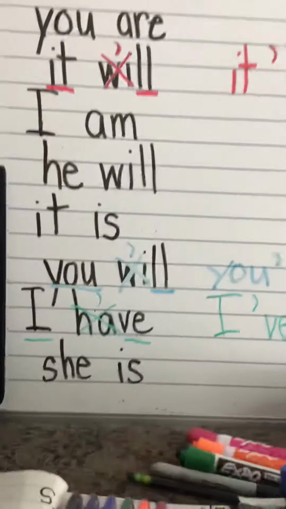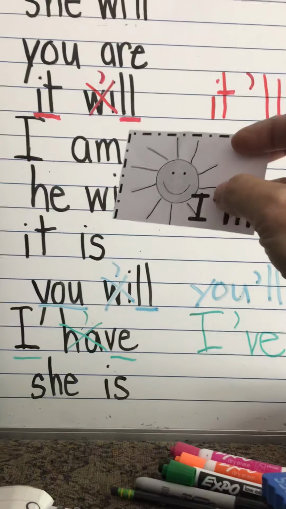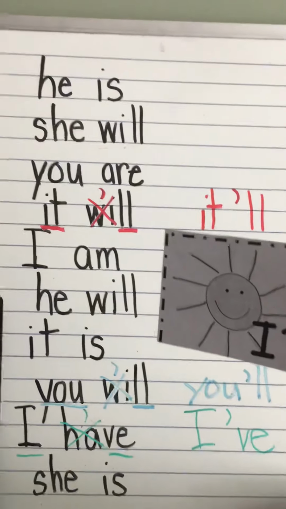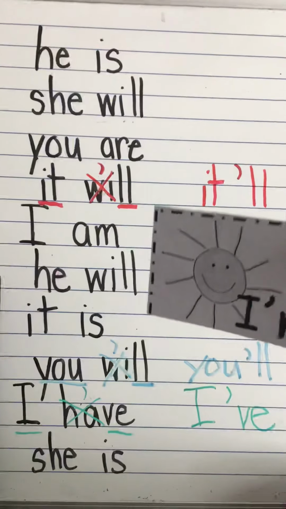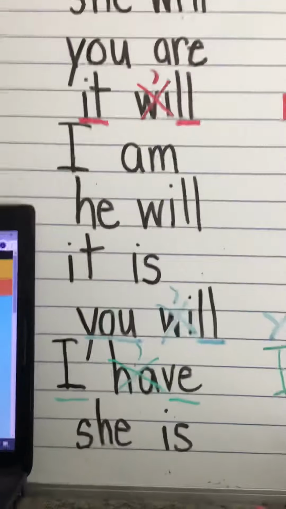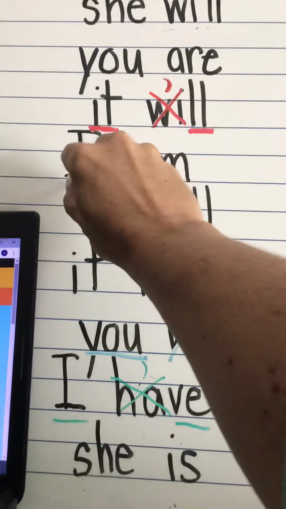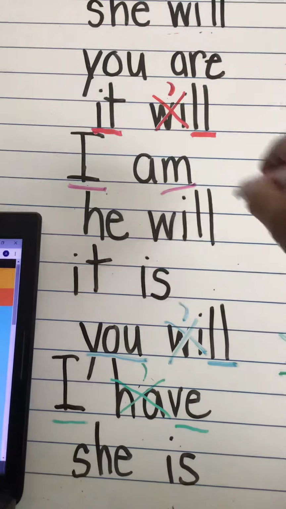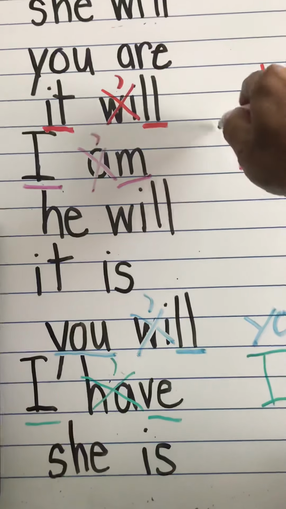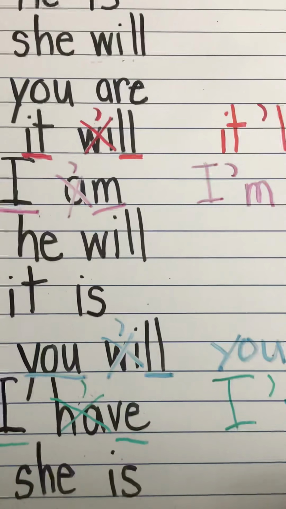All right, let's get our next card. I'm, I apostrophe M. Which words start with I and end with the letter M? Here it is, I am. So let's get it in the right spot here. We kept the I and we kept the M, but we got rid of that A in the middle and put an apostrophe in its place. So now we have I'm, I apostrophe M. I'm means the same thing as I am.